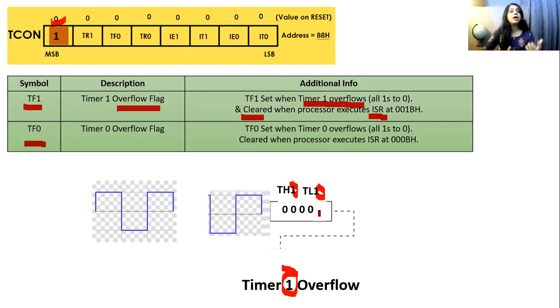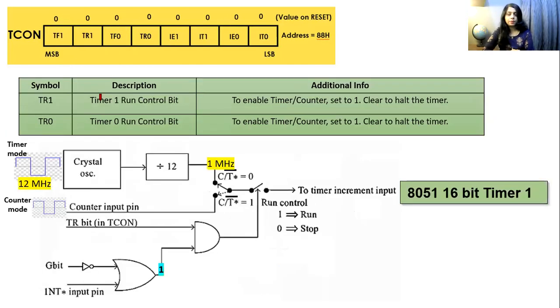That means it will load the highest number that it can store. And if it receives one more clock cycle, it will overflow, and then it will become 0. And when it overflows, this flag, that means TF0, becomes 1. So this TF0 is for timer 0, and this TF1 flag is for timer 1.